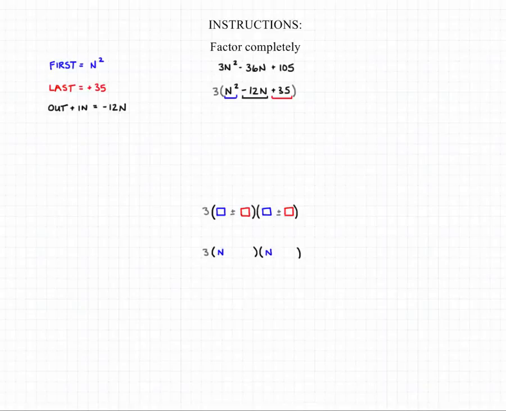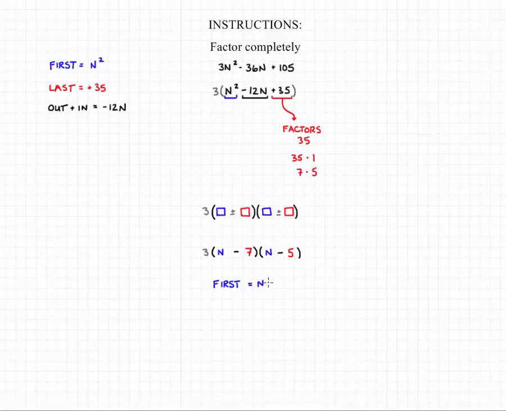polynomial, and we're going to plug in for our first two terms n and n because we want n squared. Now if we look at the factor pairs of 35, we're going to get 35 and 1, and 7 and 5, and the only two of those that we could add together and get 12 are 7 and 5, and they're both going to be negative to make sure that we get our positive 35 and our negative 12n.